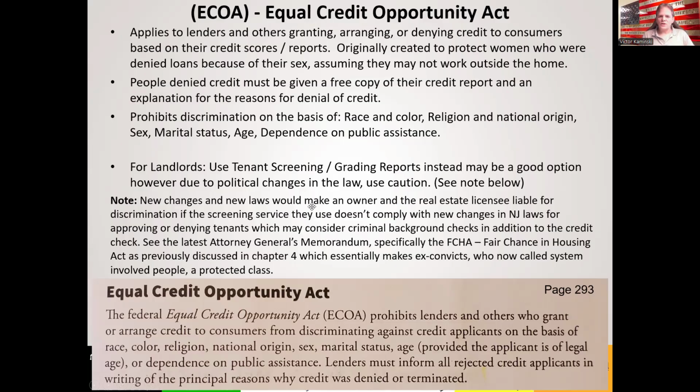So new changes in the laws would make an owner and the real estate licensee liable for discrimination if the screening service they use doesn't comply with new changes in New Jersey law for approving or denying tenants, which may consider criminal background checks in addition to the credit check. See, tenant screening scores or grading reports took into consideration their credit, their employment, their debts, but also their criminal background. So see the latest Attorney General's memorandum where we already talked about the FCHA, that Fair Chance in Housing Act, discussed in Chapter 4, which essentially makes ex-convicts, who are now referred to as system-involved people, they soften the language up a lot for that, a protected class.